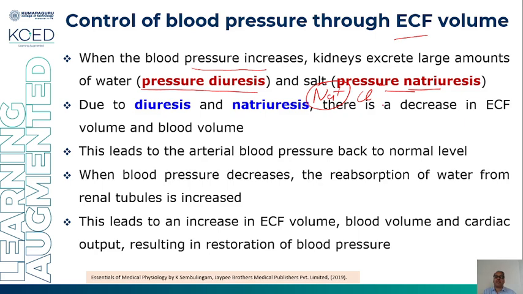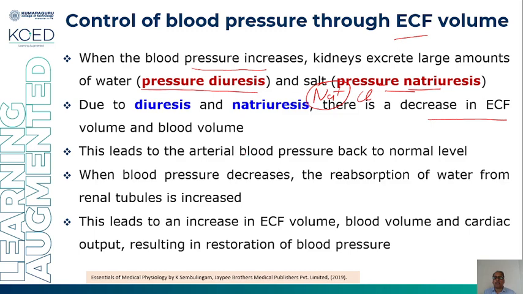That is the reason why hypertensive patients are not recommended to consume a large quantity of salt. Thereby we can decrease the extracellular volume. So when there is an increase in arterial blood pressure, we have to decrease the extracellular fluid, thereby we can bring the blood pressure back to normal.